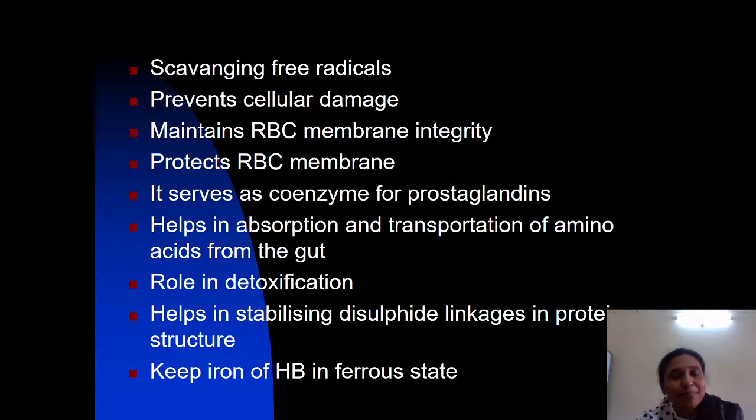Okay, so glutathione plays an important role in scavenging free radicals and in the detoxification of hydrogen peroxide, thereby protecting the cell membrane and preventing cellular damage. As H2O2 is detoxified using glutathione, it maintains the RBC membrane integrity and also protects the RBC membrane.